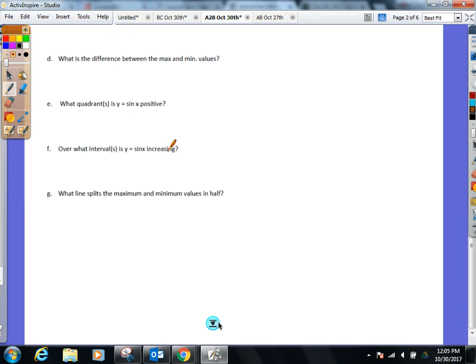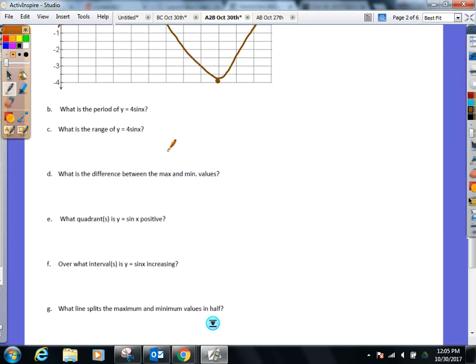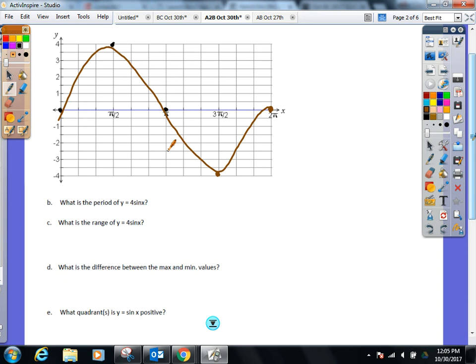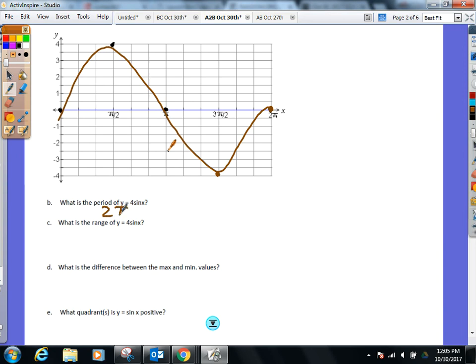Okay, so let's answer these questions. What's the period of y equals 4 sine x? Ready? Period. What's the horizontal distance it took to make one full sine curve? Still 2 pi, right? Everyone agree? I didn't change that. We're not going to change that either for a while. Period usually is going to be 2 pi. How long it takes, that horizontal distance. Range. Those are the x or the y values. Those are my y values.